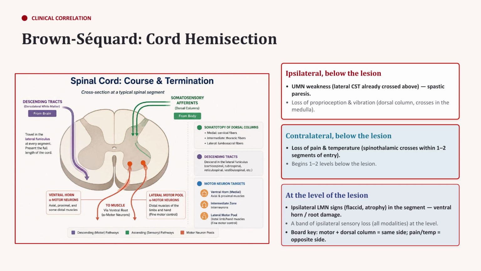At the level of the lesion itself, you also get a band of ipsilateral lower motor neuron signs and complete sensory loss from destruction of the ventral horn and entering roots. If you can explain Brown-Séquard from the crossing points, you truly understand the descending and ascending systems together.